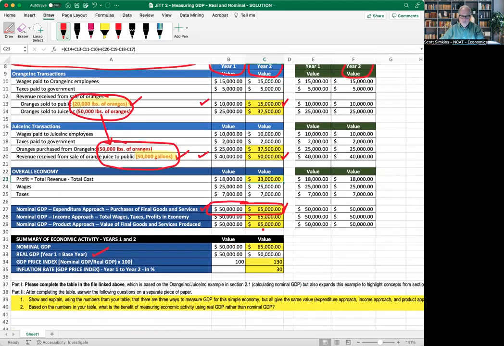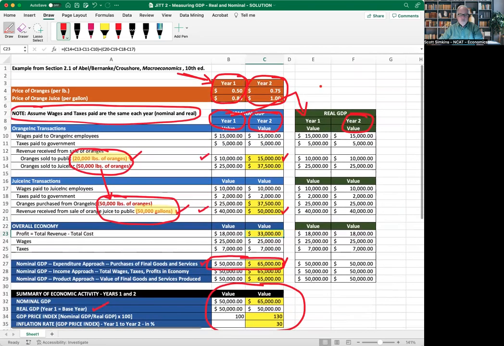When we get down to the summary of activity down here, all right, we can just use the numbers from each one of the years, right? Nominal GDP, 50,000 in year 1, 65,000 in year 2. Real GDP is 50,000 in year 1 and year 2. So we see real GDP, the real standard of living, hasn't changed because there are no more oranges, no more orange juice than there was in year 1. So how do we measure inflation? Right? So we saw that the price of oranges changed, and then the price of orange juice changed, and they changed by different amounts.